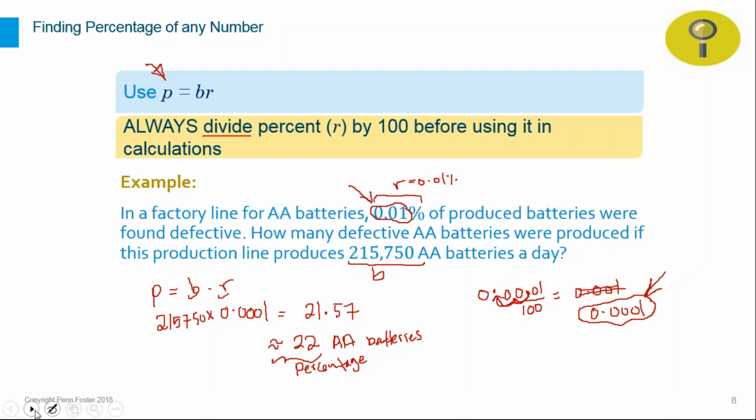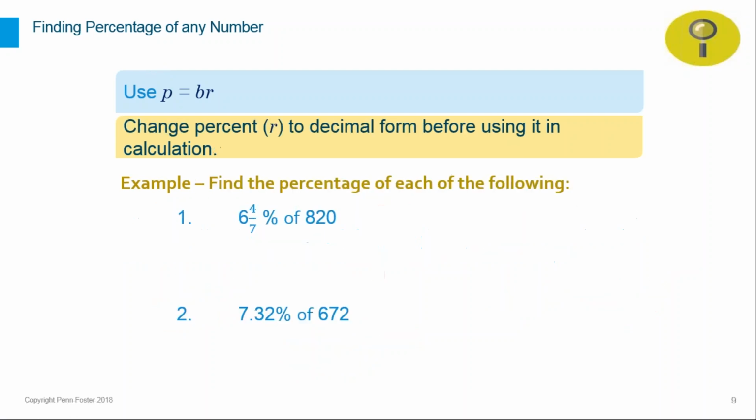Okay, let's look at another example then. Sometimes you don't have a word problem. Sometimes you have just numerical problems, and you're asked to find the percentage of each of the following. We have 6 4/7% of 820. Now, that section of the lesson, we know still that we are finding the P, the percentage. So this is the formula that we are going to use. P equals base times the rate.